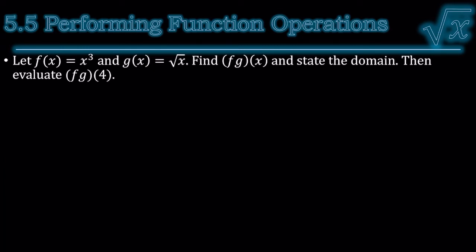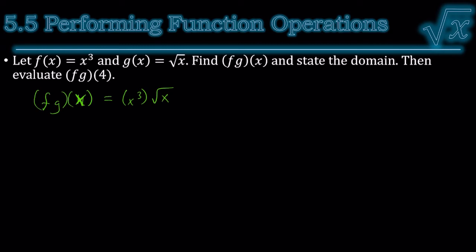Let's try another one. We have f and g again, and this time we want to multiply them. So we're going to multiply them. So f times g of x, start with the x first, would be f times g. Well, how could we combine this?